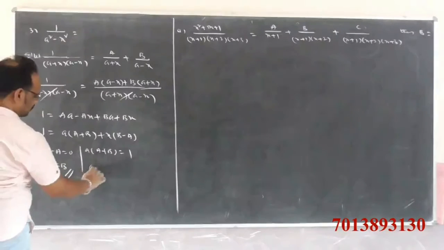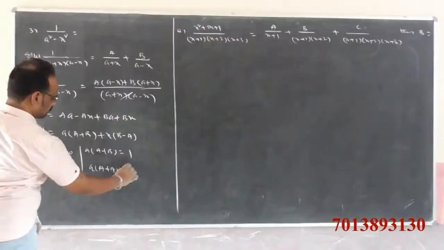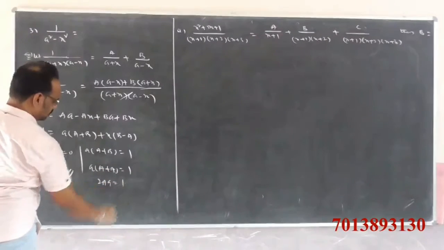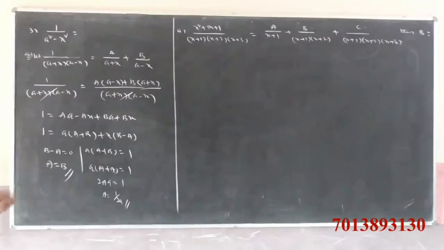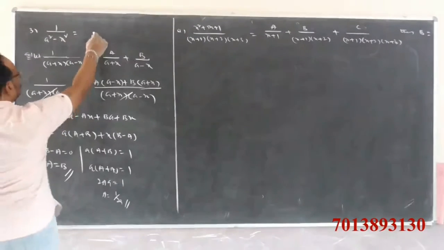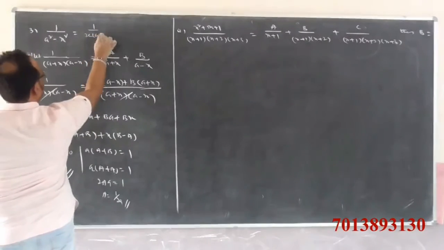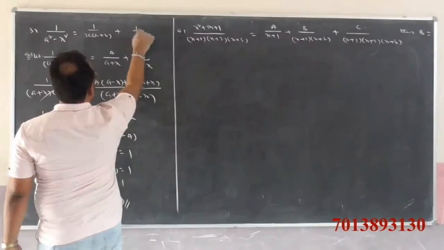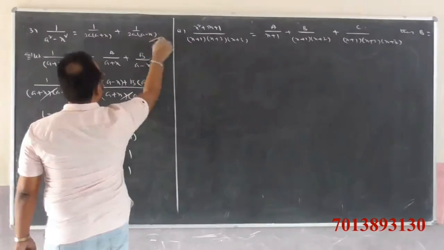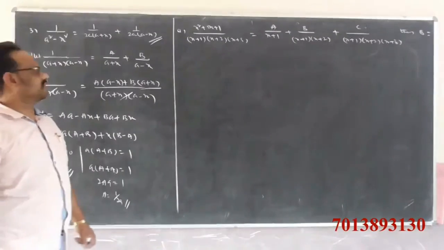If you substitute here, a plus a is equal to 1, 2a is equal to 1, a is equal to 1 by 2. B is also 1 by 2. So the a value 1 by 2 is 1 by 2a into a plus x plus b value again 1 by 2a into a minus x is the answer. 1 by 2a into a plus x plus 1 by 2a into a minus x.